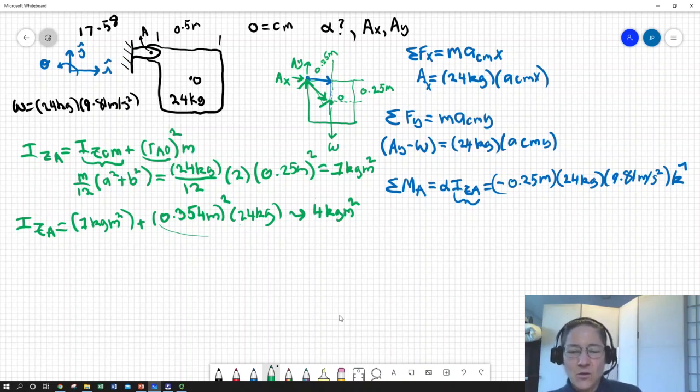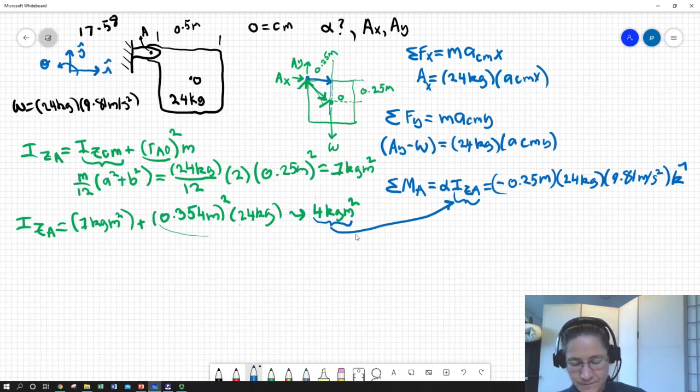Okay, so we can take that value and this value here, plug it in right there, and do some quick algebra and solve for alpha. When we do that, we get an alpha value of 14.7 radians per second squared.